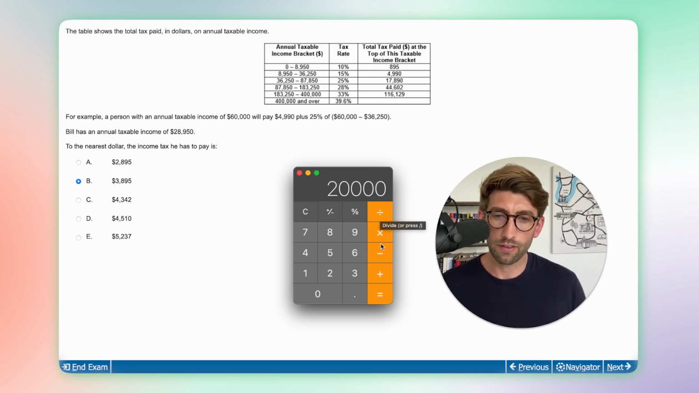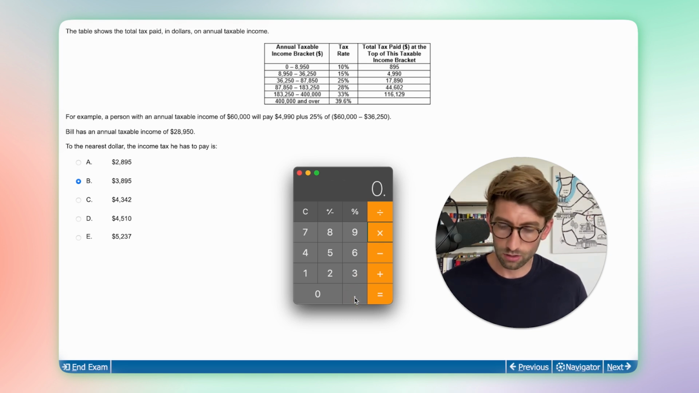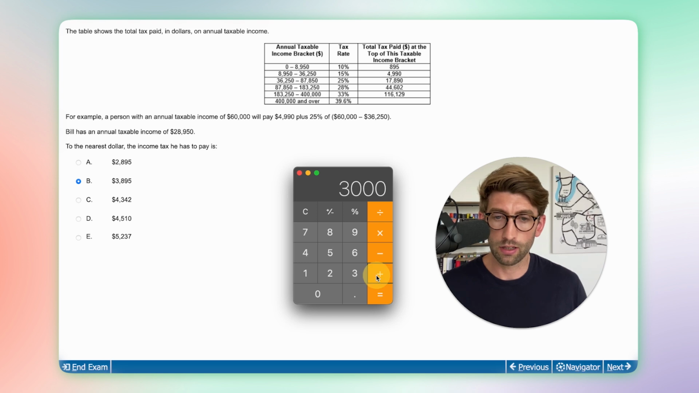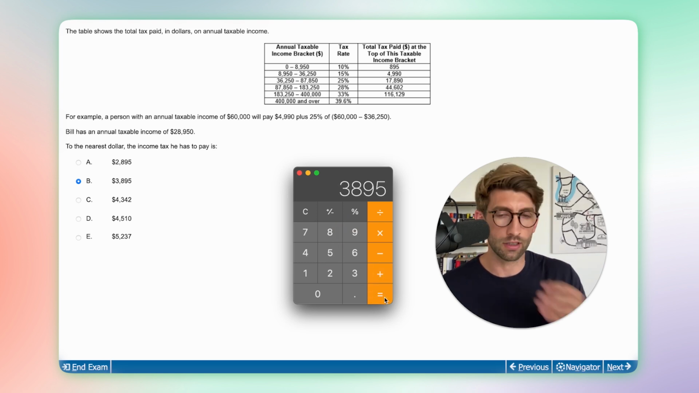Well done. And then we want to find out 15% of that. So we times that by 0.15 to give us the 3 grand. And then we plus the 895. Look how slow this is compared to just doing this in your head.